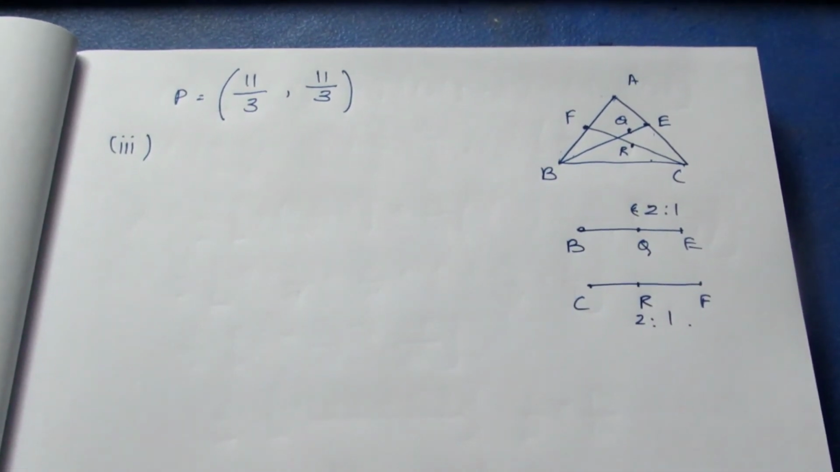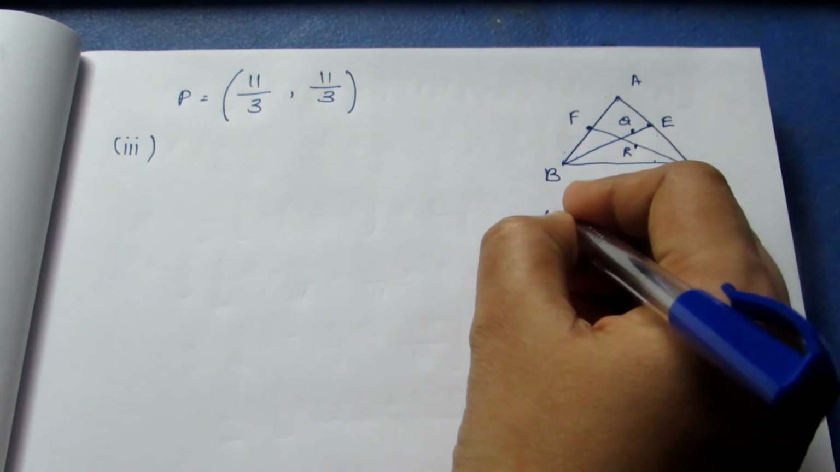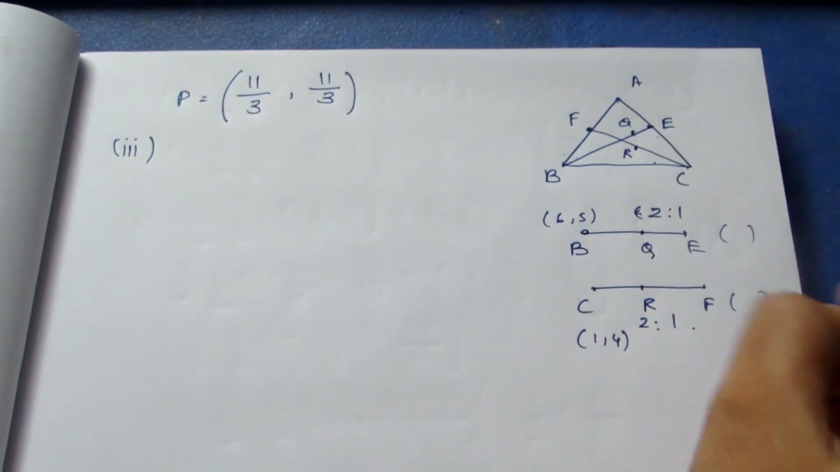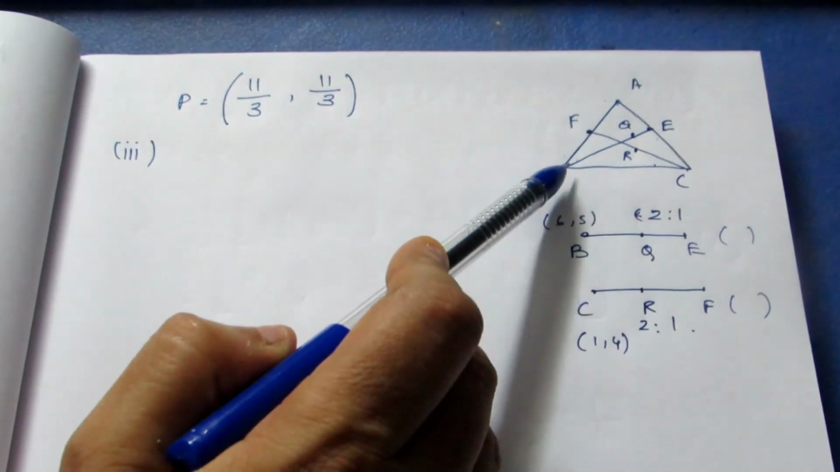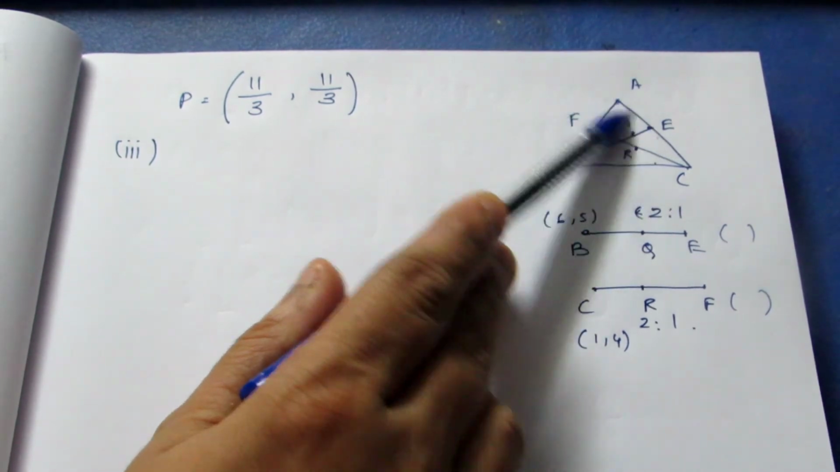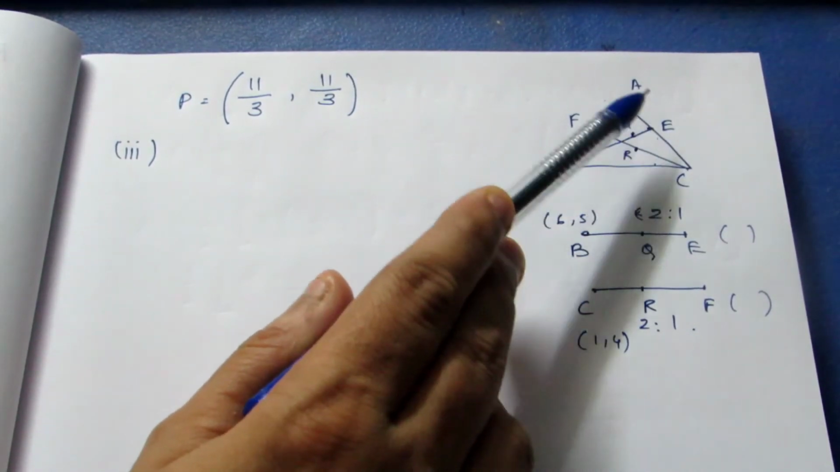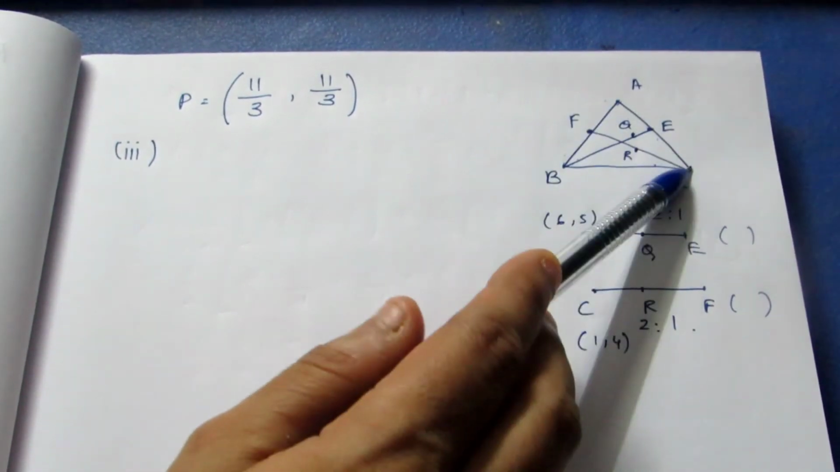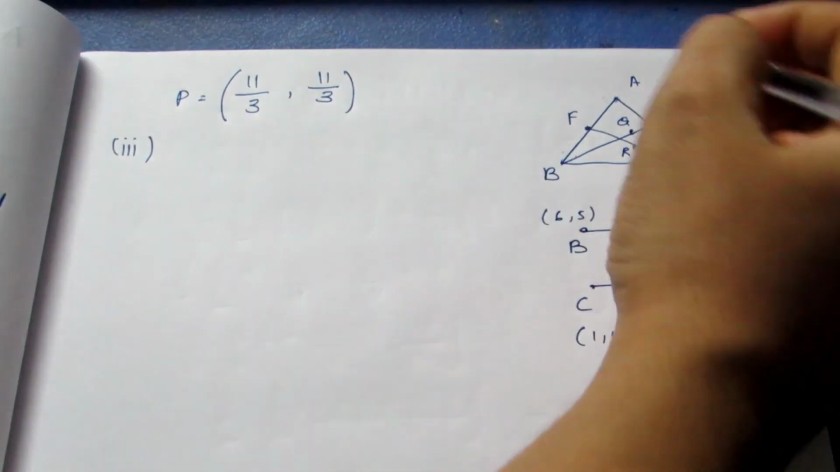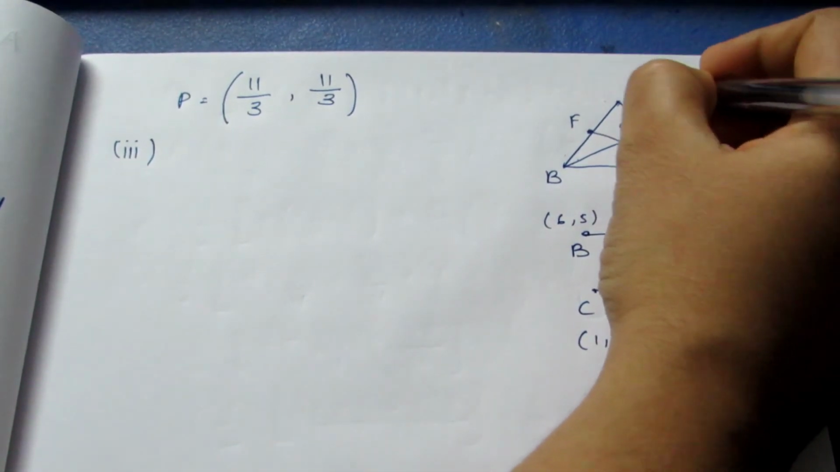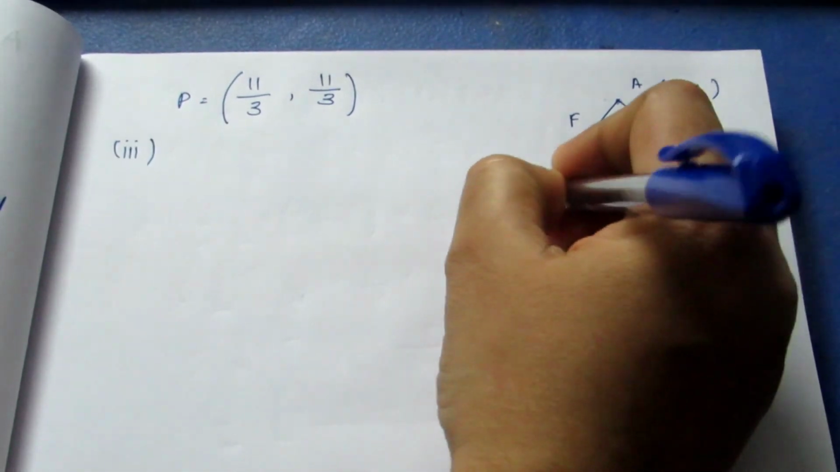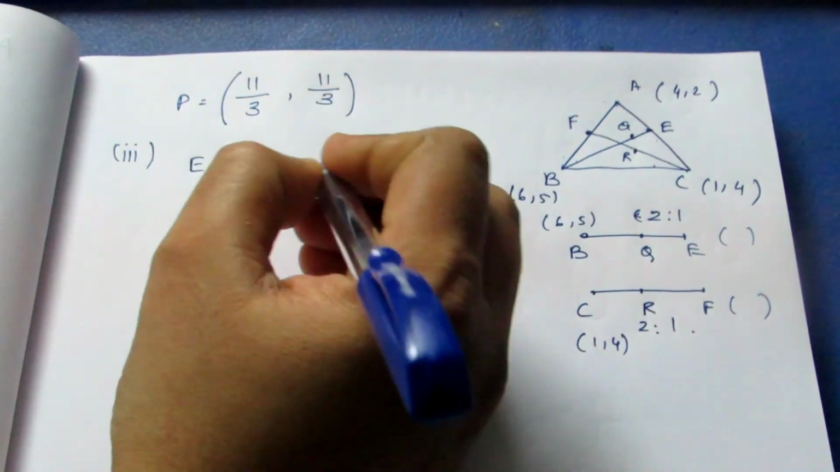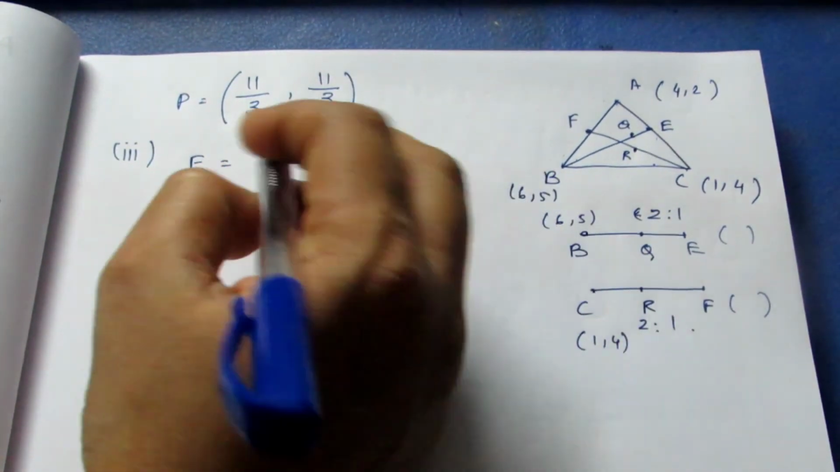Now for that we know the coordinates of B, that is 6, 5, and even C, 1, 4, but we don't know E and F. To find E and F, as I told before, this is a median. A median meets the midpoint of AC, so E is nothing but the midpoint of AC. Similarly, F is nothing but the midpoint of AB. So we can find E by using the midpoint formula. A we know to be 4, 2, B to be 6, 5, C to be 1, 4. So to find E, we are going to use the midpoint formula. Already we have written the formula, so directly we can go with the sum.